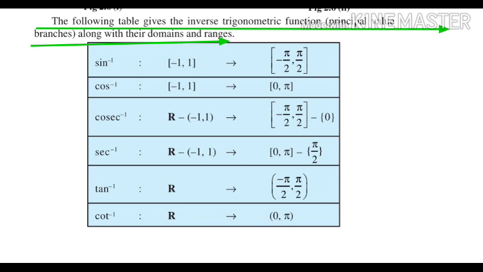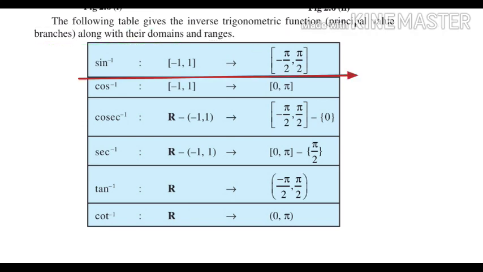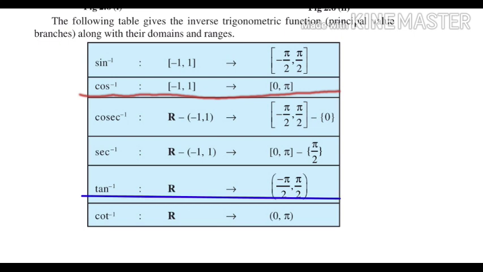The following table gives the inverse trigonometric function principal value branches along with their domains and ranges. Here you can see sine inverse domain is minus 1 to 1 and range is minus pi by 2 to plus pi by 2. Similarly, cos inverse domain is minus 1 to 1 and range will be 0 to pi. Now see, tan inverse domain is real numbers and range is the open interval minus pi by 2 to pi by 2.